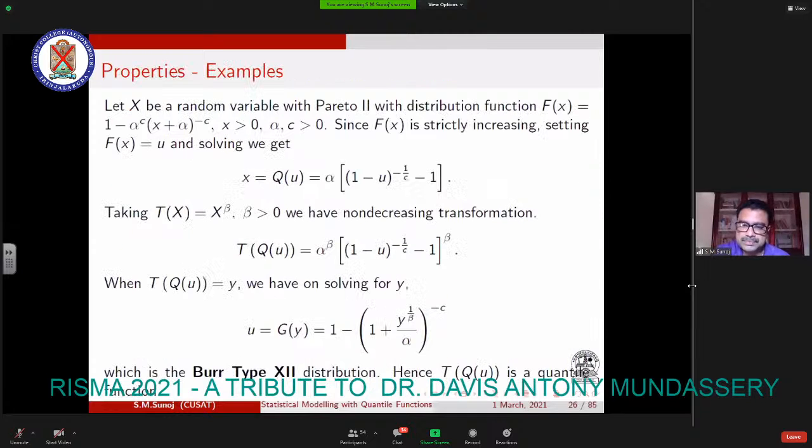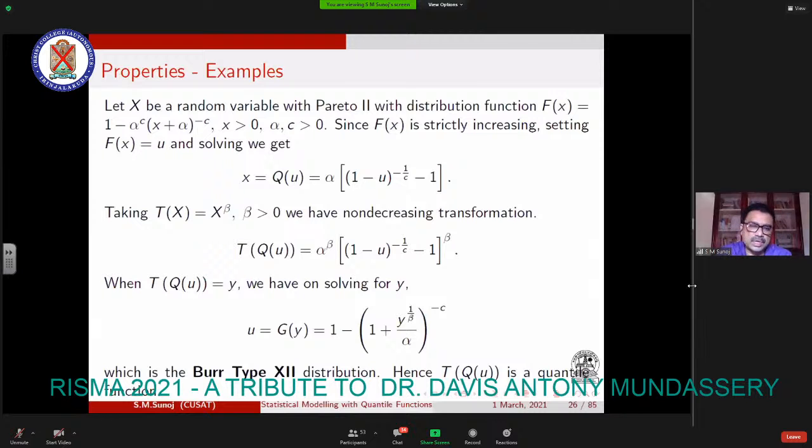Another property I have mentioned is that if you make some transformation, if T(x) is a non-decreasing function, then T(Q(U)) is again a quantile function. Let us consider an example. The underlying distribution is Pareto 2, and its quantile function is given here. Suppose I take the transformation x raised to beta, which is a non-decreasing transformation. What will be T(Q(U))? Just plug in Q(U) wherever there is x, and the resulting distribution is obtained.